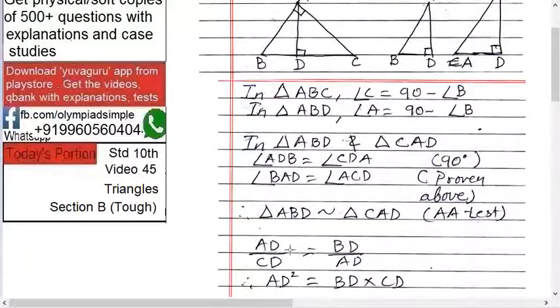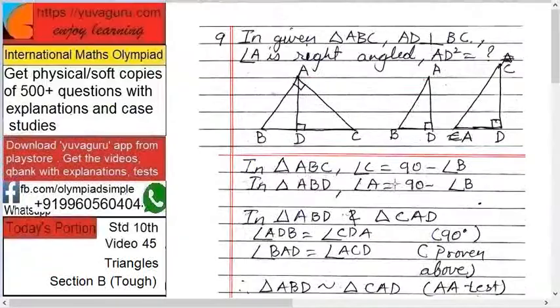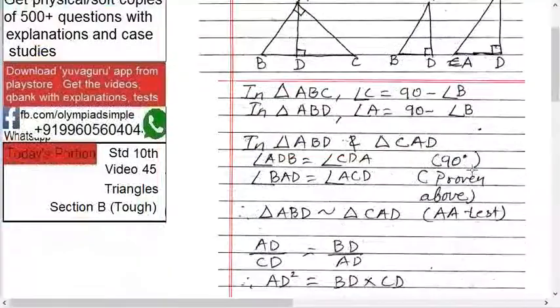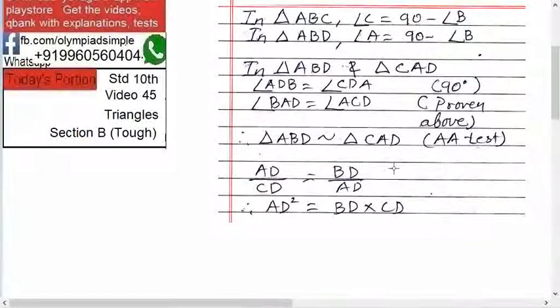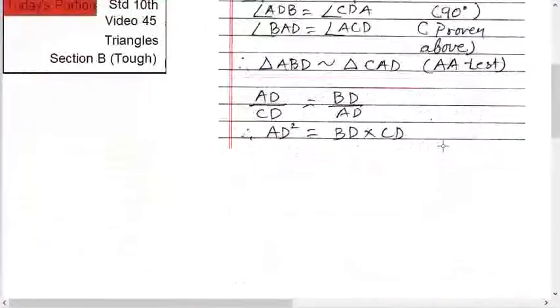Therefore, AD upon CD for this triangle equals to BD upon AD, right? CPST, corresponding parts of similar triangles. Therefore, AD square equals to BD into CD, right? So that's what is required. AD square equals to BD into CD.